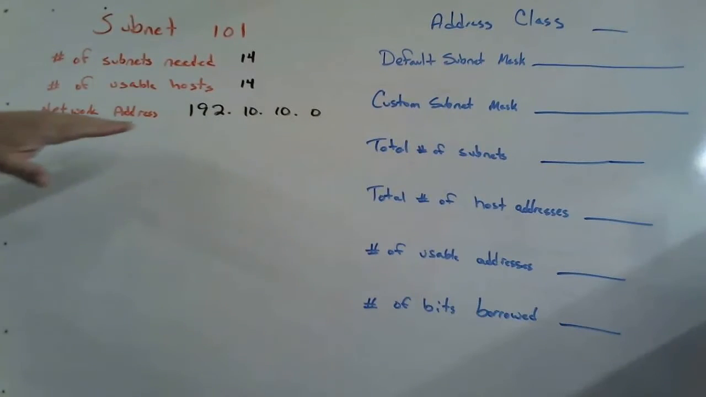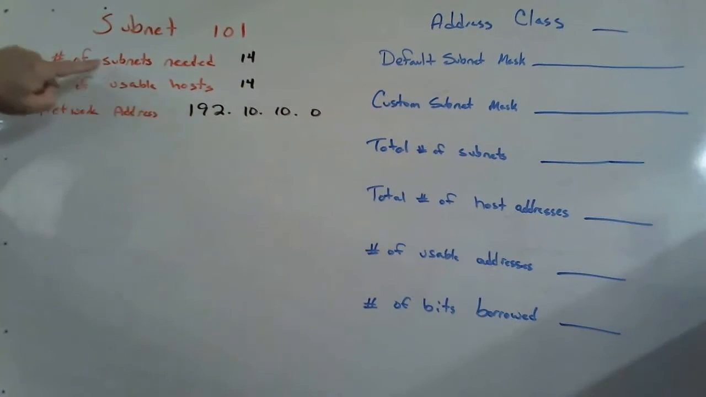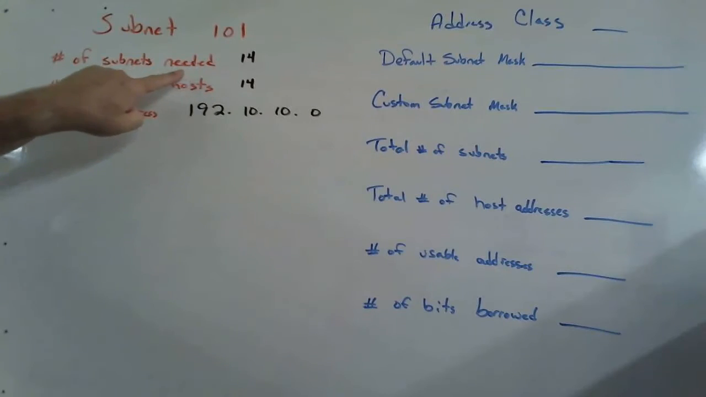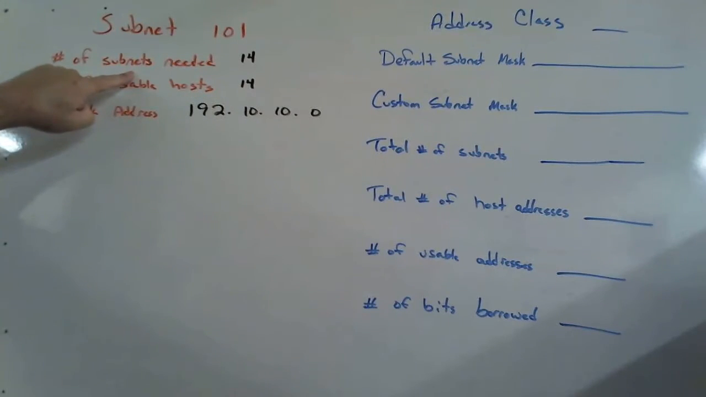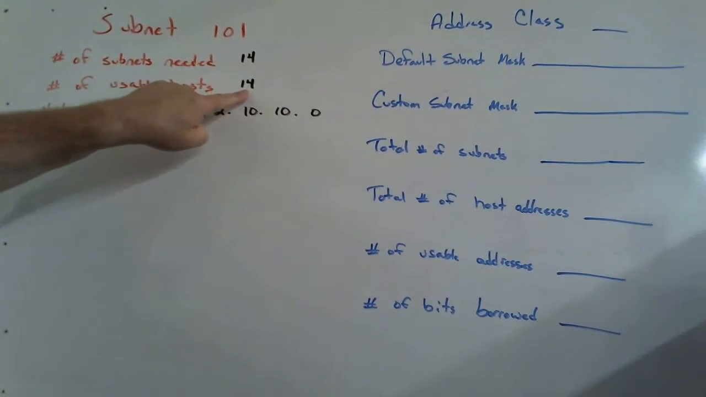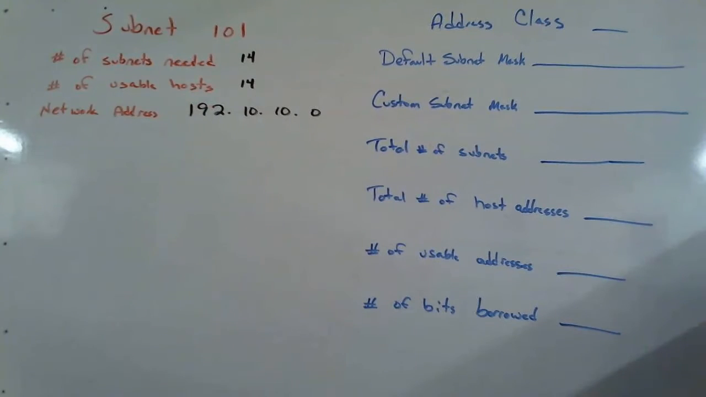And that is, we want to divide this single network into at least 14 subnets or smaller networks. And inside of each one of these networks, we need to have at least 14 hosts or numbers to apply to computers, printers, servers, and so forth. Now, one of the reasons we subnet is security. Another one is to decrease some of the amount of network traffic so that we don't have problems with collisions and that kind of thing within the network.